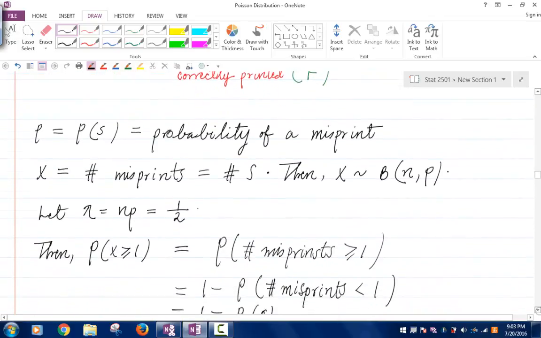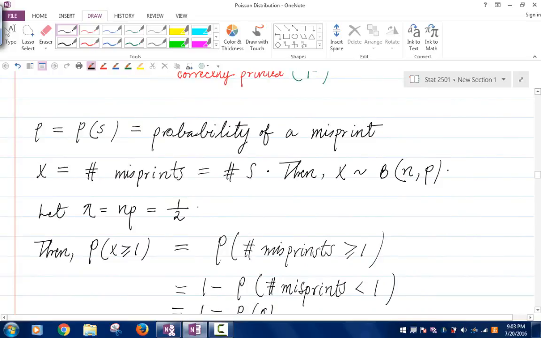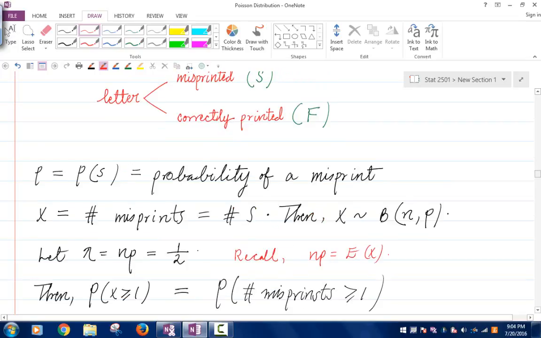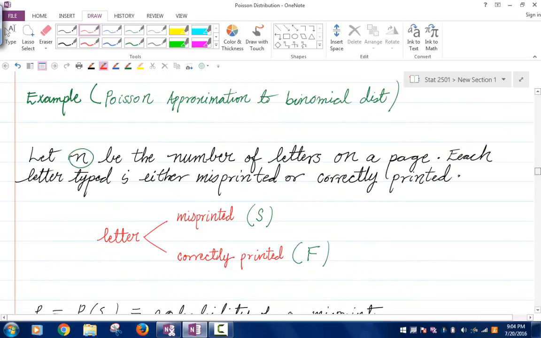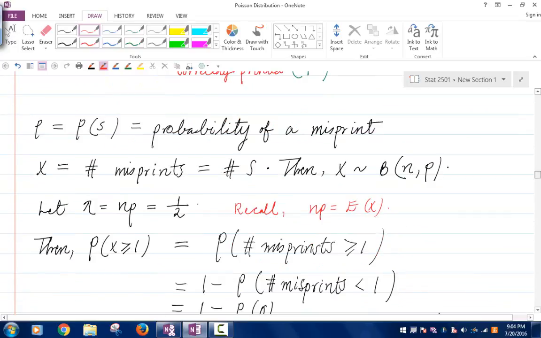We're going to take lambda to be n times p and assume that n times p is equal to half. Now remember, n times p is the expectation of X. So that means on average we expect half misprints on a page. So on average we expect half misprints per page.